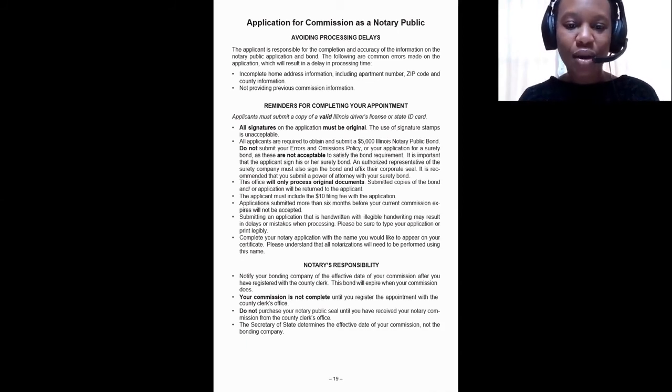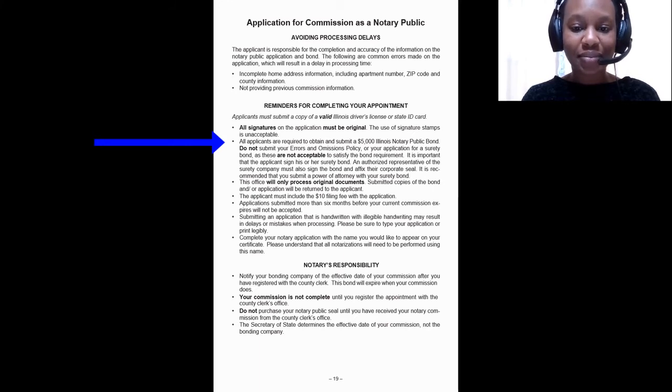All applicants are required to obtain and submit a $5,000 notary bond. Do not submit your errors and omissions policy or your application for a surety bond, as these are not acceptable to satisfy the bond requirement. It is important that the applicant sign his or her surety bond.